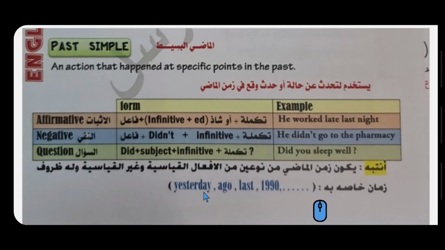We have 2 types for the verb in the past simple tense. The first one, regular. Second, we have irregular. The adverbs for this tense we have yesterday, ago, last, and any date in the past.